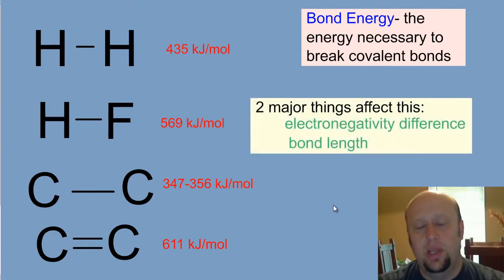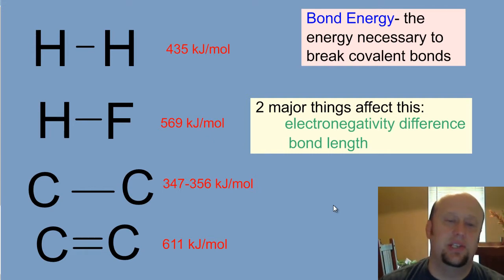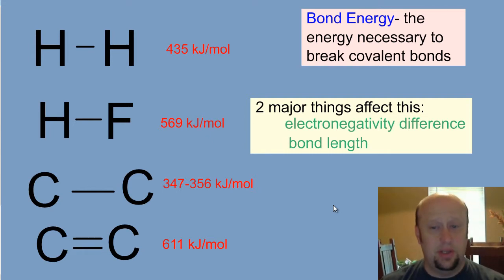So there are two really big things that are going to affect this. One of those things is the electronegativity difference between the two atoms. And the other one is obviously going to be the bond length. It tends to work that if the bond is longer, then typically speaking, the bond is weaker. And that kind of makes sense.